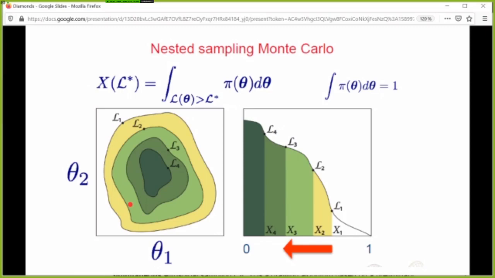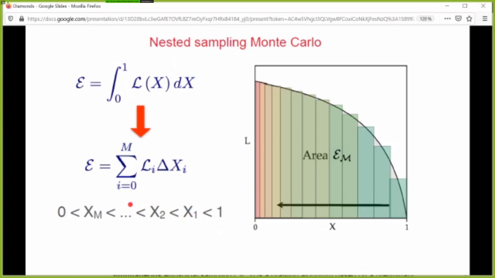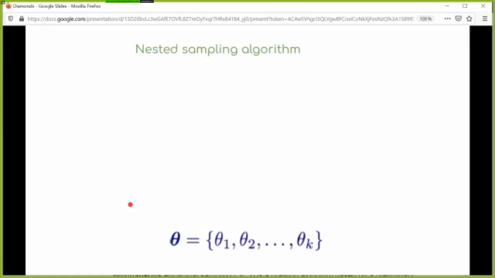And the good thing is, if we can calculate L_i for each X_i, then the computation of the Bayesian evidence is straightforward. It's just a multiplication, using the rectangular rule or the trapezoidal rule. So now the question to ask ourselves is, how do we obtain X?